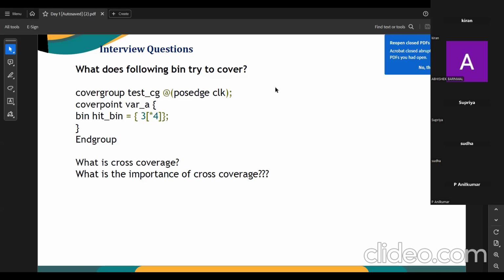If you haven't done so already, just go through the session once again. You already have the recordings. There I have explained why we can't do the cross of different cover groups. We can only do the cross of cover points.